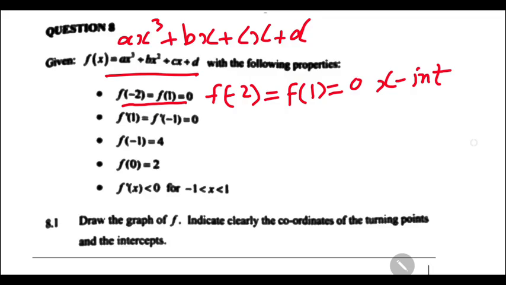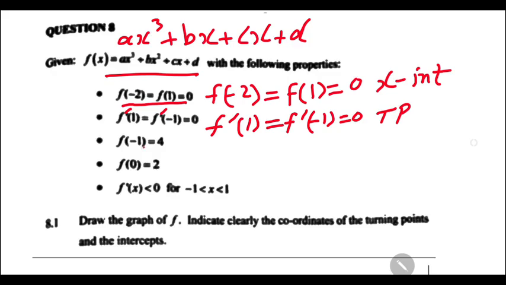So we need to write the information first before we solve this question. The first derivative at x equal to 1 and the first derivative at x equal to negative 1 equal 0. Which means they are turning points, because the first derivative equal to 0 means they are turning points.